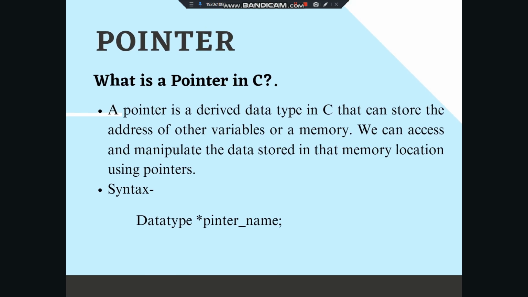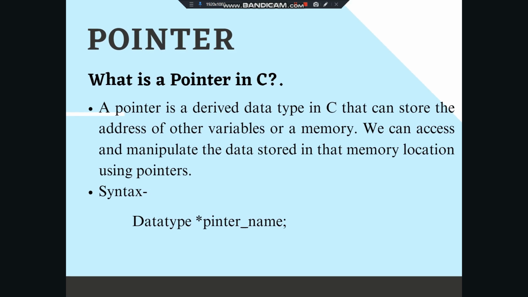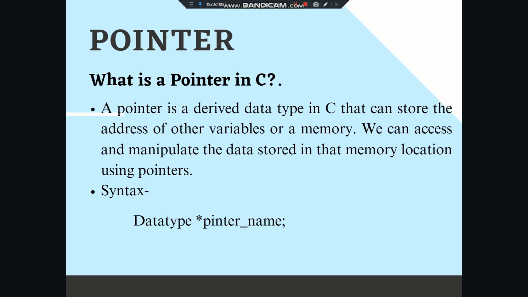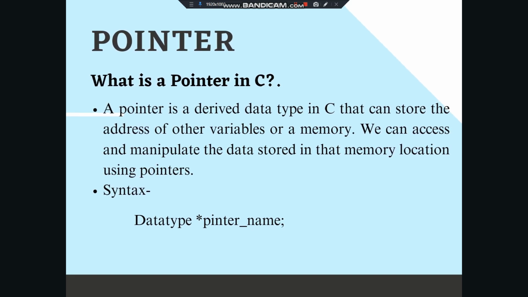Pointer. What is a pointer in C? A pointer is a derived data type in C that can store the address of other variables or a memory location. We can access and manipulate the data stored in that memory location using pointers. Syntax for a pointer is data type, star, pointer underscore name.